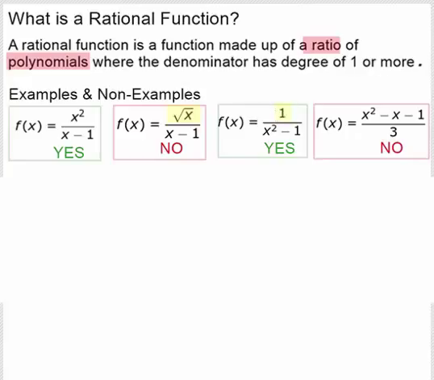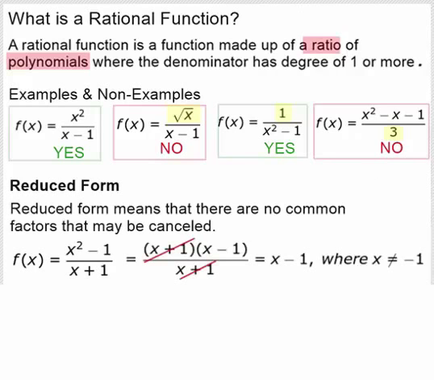It's a 0-degree polynomial. And the last example, f of x equals x squared minus x minus 1 over 3, is not a rational function because the denominator is 3, which has a degree of 0. And in fact, the last example is the same as 1/3 x squared minus 1/3 x minus 1/3. So it's really just a quadratic function.